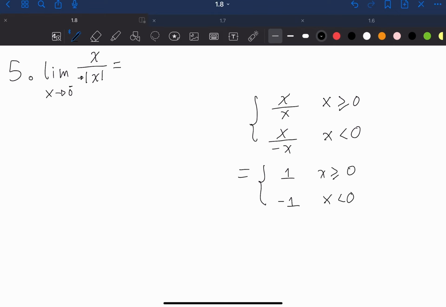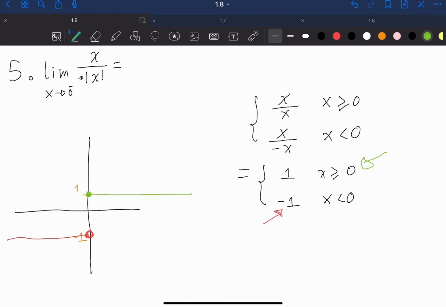If I were to draw a graph of this, I would have here my x and y axis. I have here 1 and negative 1. This part here, it says for all of the x that are less than 0, choose negative 1, like this. And then for this part, all of the x that are bigger than 0, choose 1. So my function looks something like this.